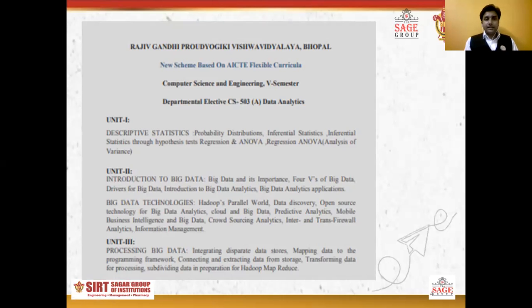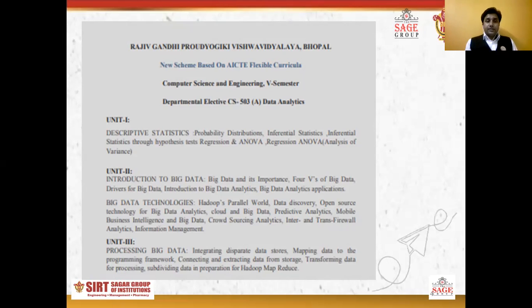And then in the second unit, we will discuss what is big data, because we are learning the analytics procedure. We have to mine the data. We have to analyze the data. But from where? We have to apply our mechanisms, our techniques, on data. And here data is big. That's why we are studying the subject data analytics.